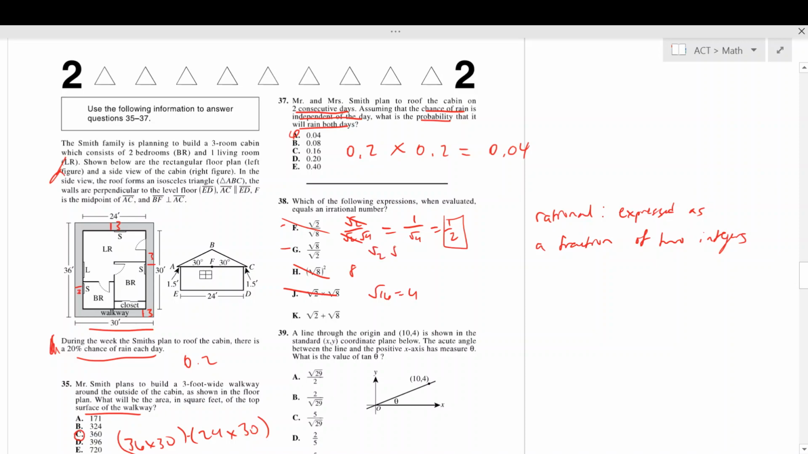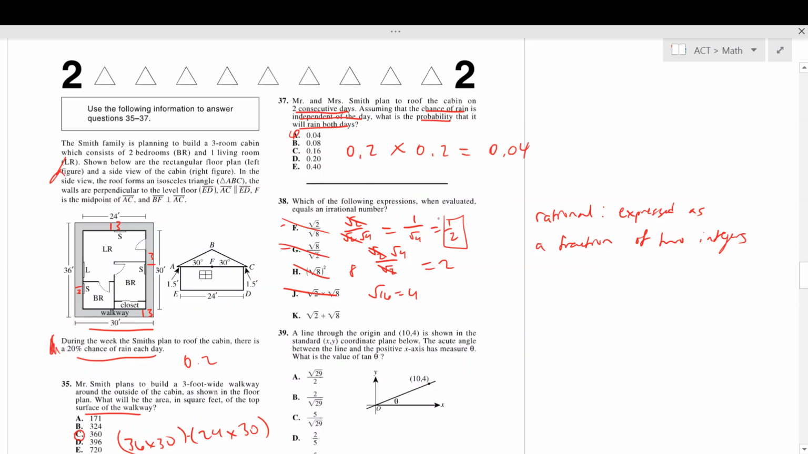Square root 2 times square root 4 over square root 2. Square root 2's cancel out, we're just left with square root 4 over 2. And that is rational, because you can also express 2 as a fraction. You can express 2 as 4 over 2. You can express 8 as 16 over 2. You could express 4 as 8 over 2.